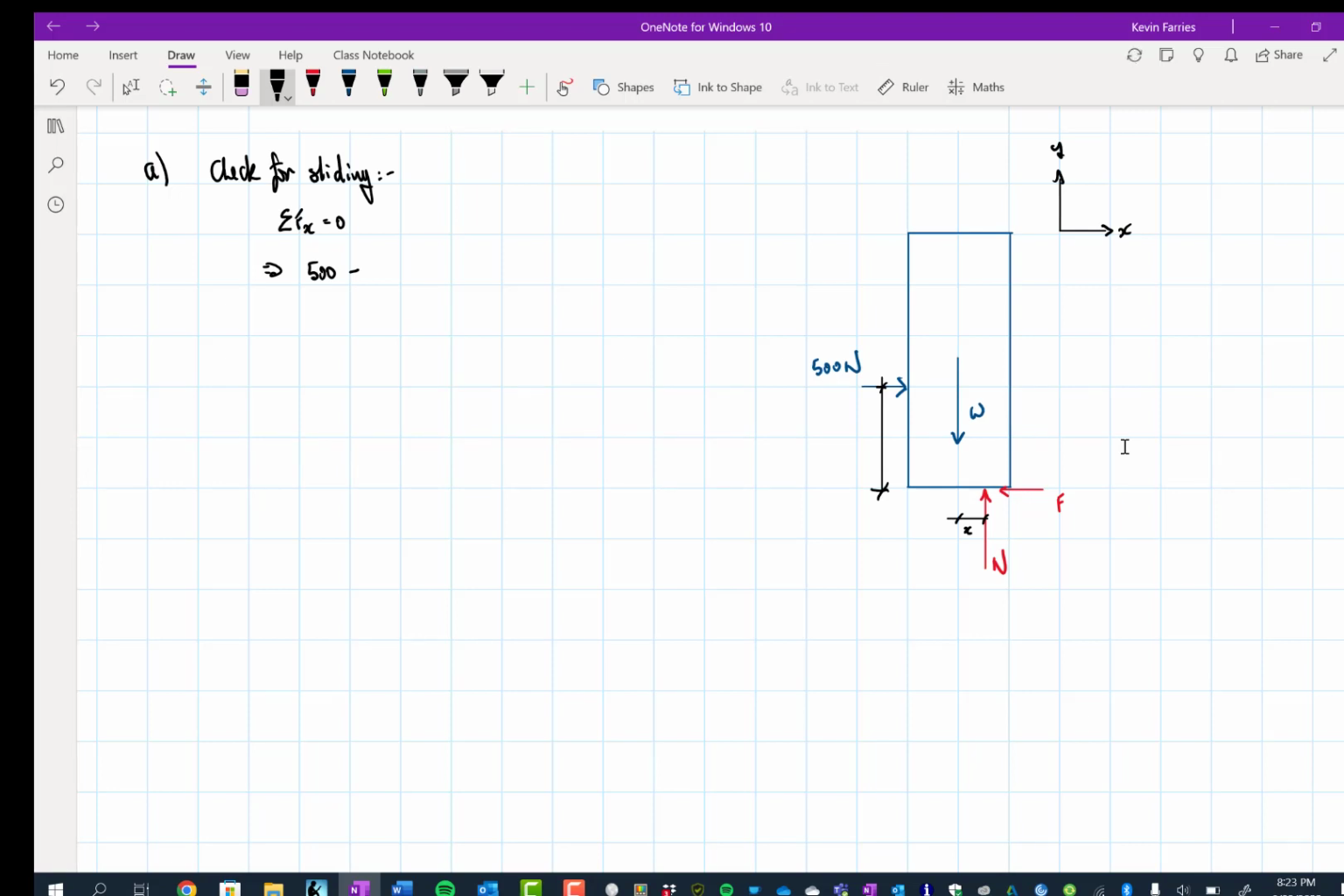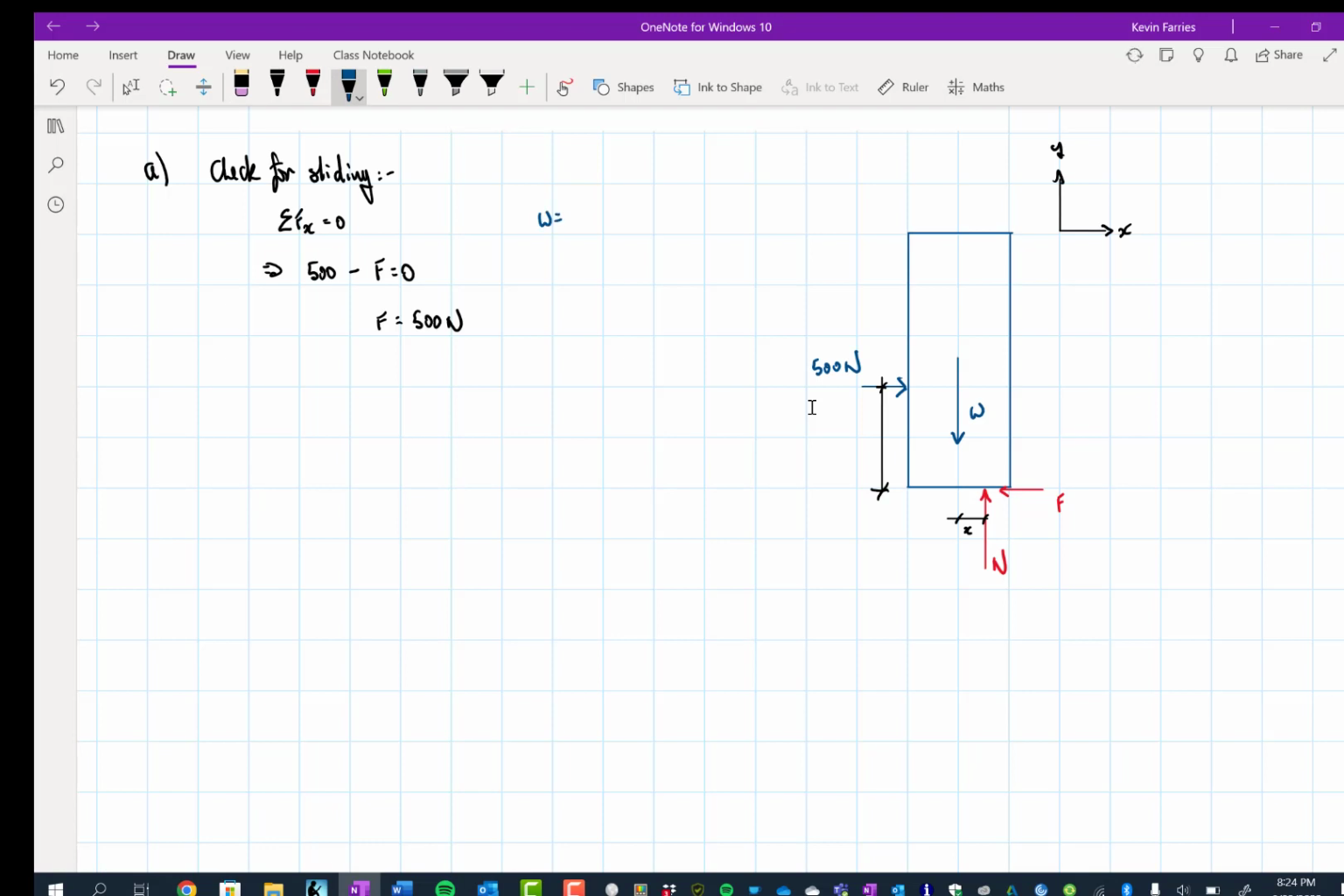And so we're going to do 500 minus F equals 0, therefore F is equal to 500 newtons. That would be the force. And now we can also calculate Fs, the static friction. That was the maximum friction you could get for this normal force of W. We're going to have to calculate W first though.